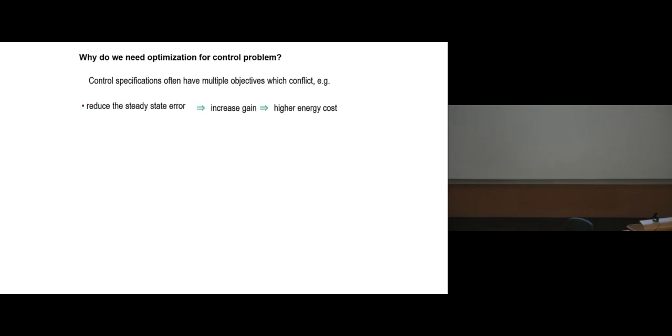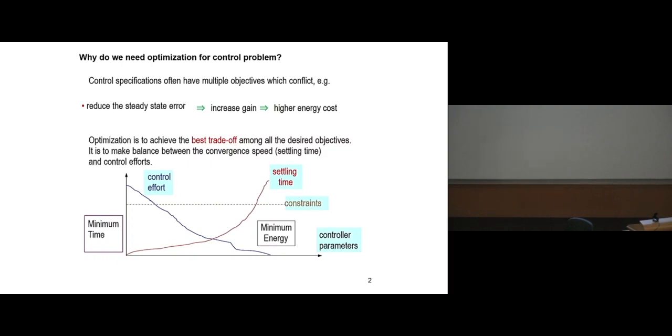First of all, let's be very clear about why we need optimization for control problems. Control specifications often have multiple objectives which may conflict. For example, if you want to reduce the steady-state error, you may want to increase the gain of the controller, but increasing the gain will lead to a higher energy cost. So here is just an illustration of the compromise between the control effort and the settling time.